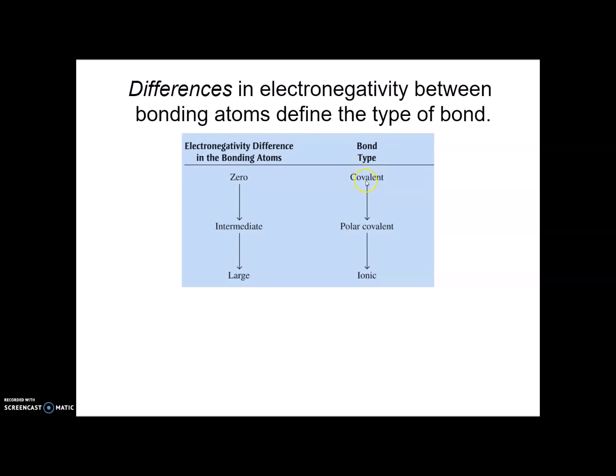We call that a nonpolar covalent bond. If there's an intermediate level of difference in electronegativity, we call it a polar covalent bond, a bond where there's some unequal sharing, but it's not so unequal that one of the atoms becomes completely positive and the other atom becomes completely negative. That would occur in an ionic compound. So when there's a very large difference in electronegativity, you have an ionic compound.